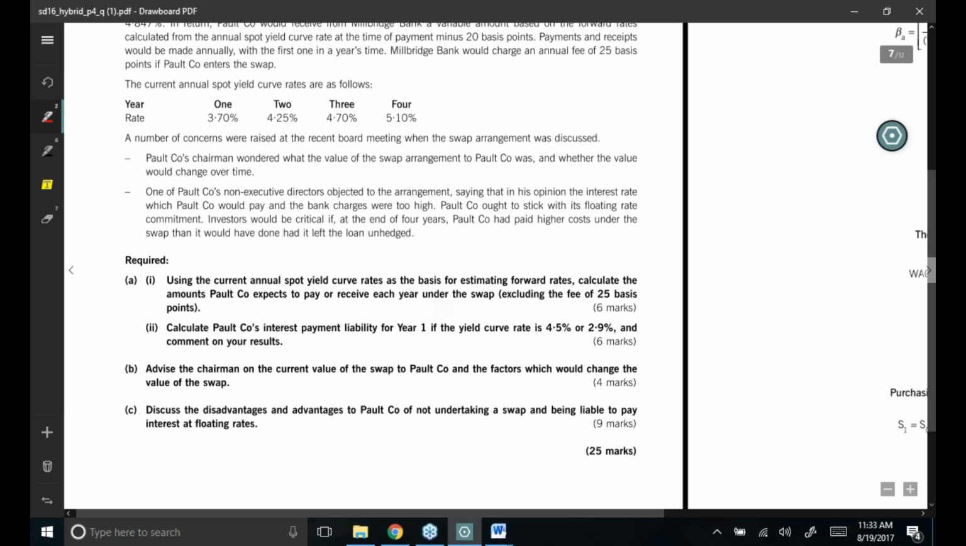Okay, the last part. Calculate the company's interest payment liability for year 1 if the yield curve rate is 4.5% or 2.9%, and comment on your result. And then we will discuss the B and C parts.